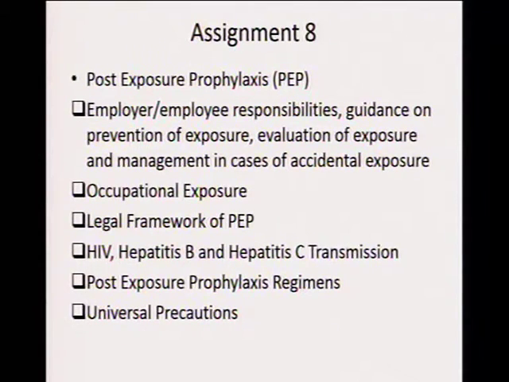How does it work? Is there any legal framework in place? Then you must look at other sicknesses which are HIV related or co-infections like hepatitis B and C, which are also very fatal. And then you have to look at the different regimens that are in place or that can be used when it comes to prophylaxis. And then, of course, what are the universal precautions that you have to follow when it comes to PrEP.